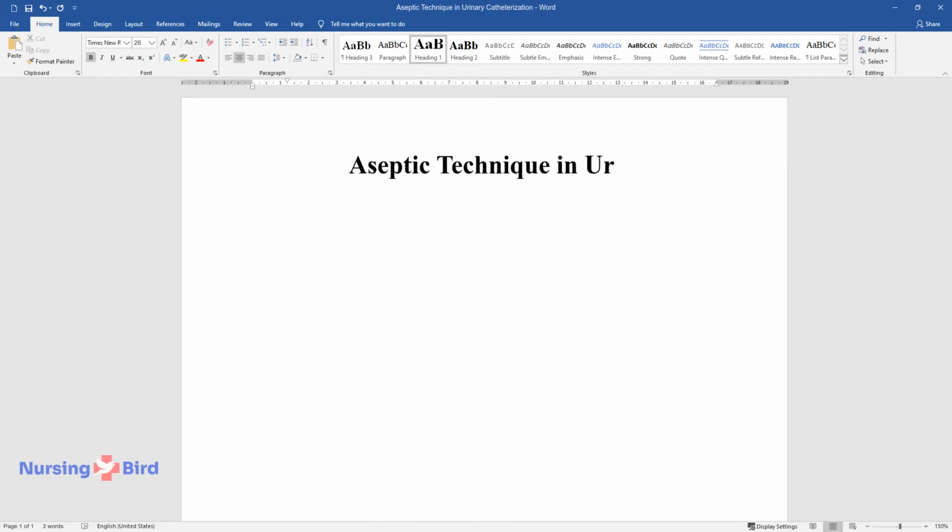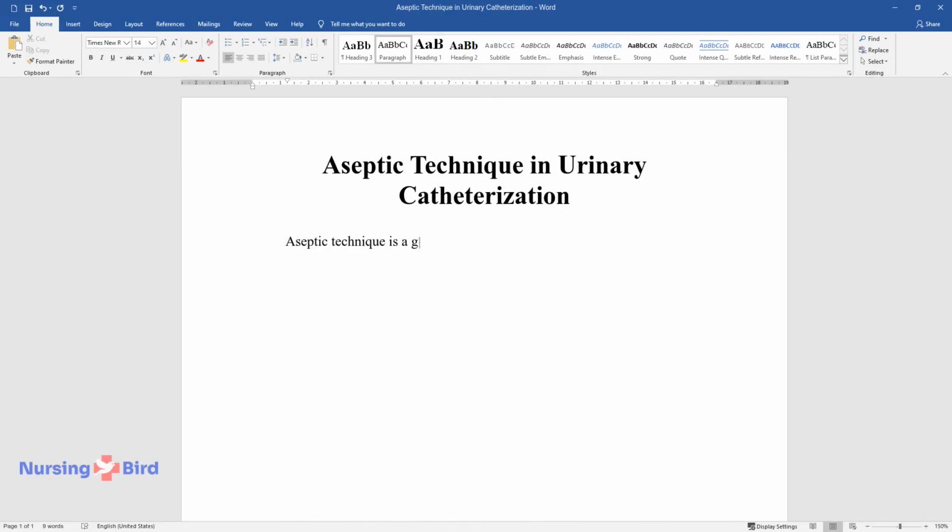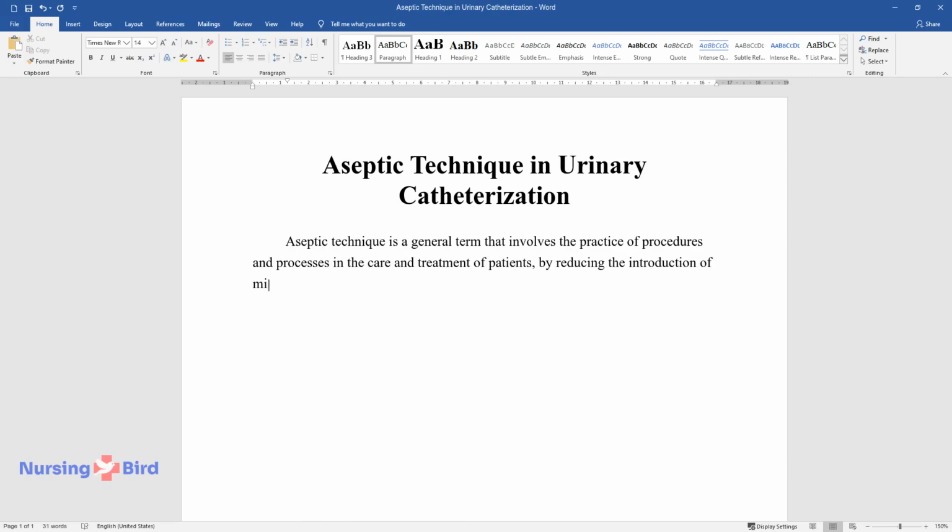Aseptic technique in urinary catheterization. Aseptic technique is a general term that involves the practice of procedures and processes in the care and treatment of patients, by reducing the introduction of microorganisms to the patients. Asepsis is of two kinds, general asepsis and surgical asepsis.